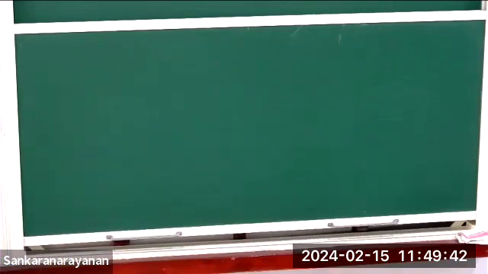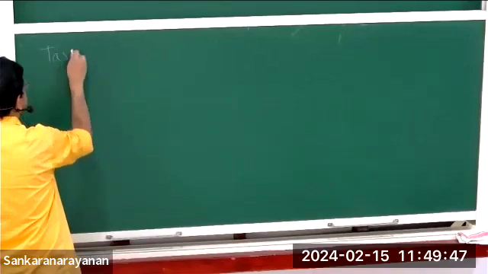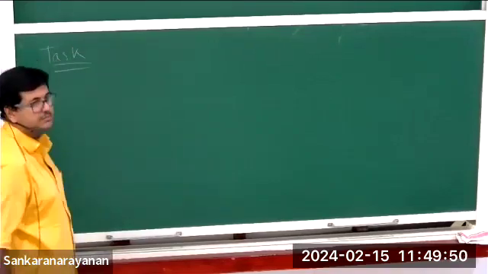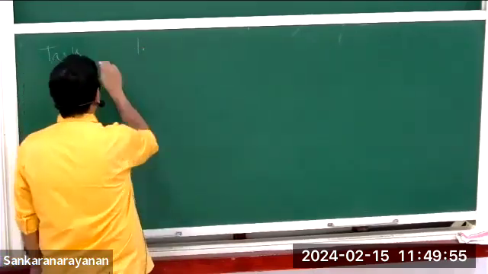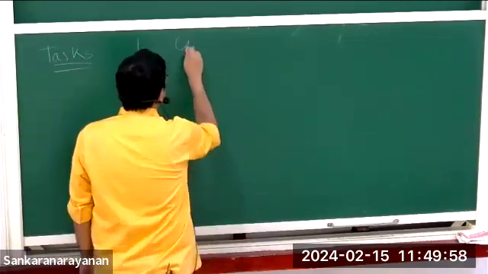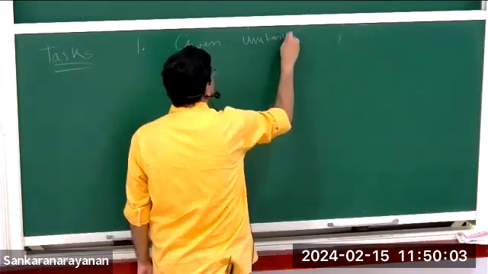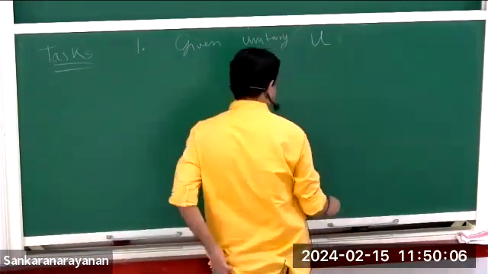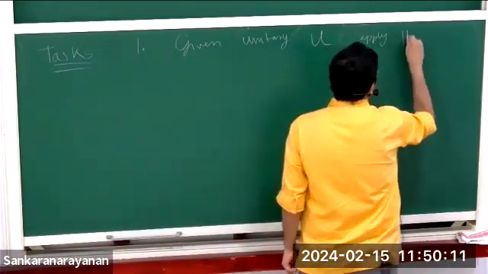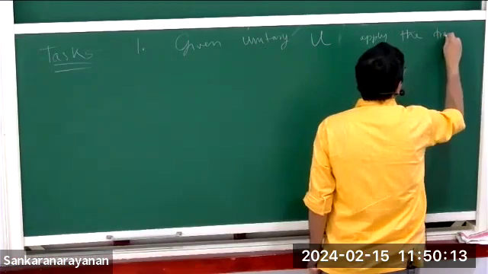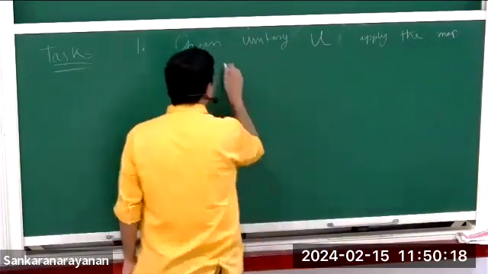Now I have a question for the class. Let's say the task, and because I said we are going back to basics, I want you guys to think about these. Task number one: given a unitary U, apply the map some V.